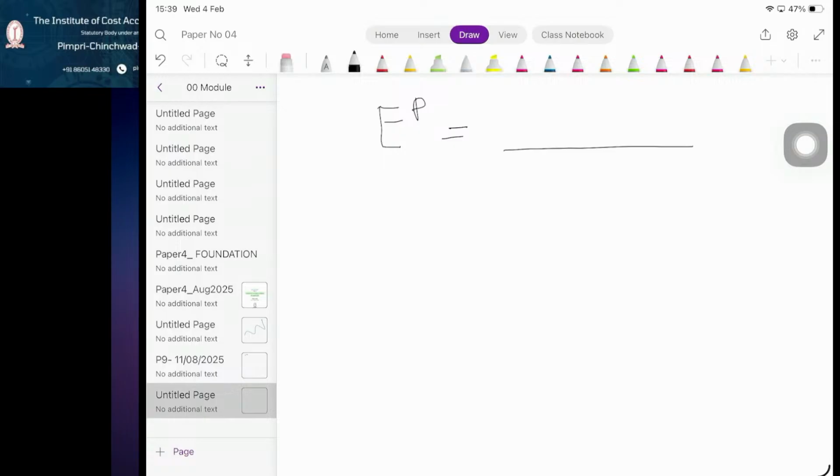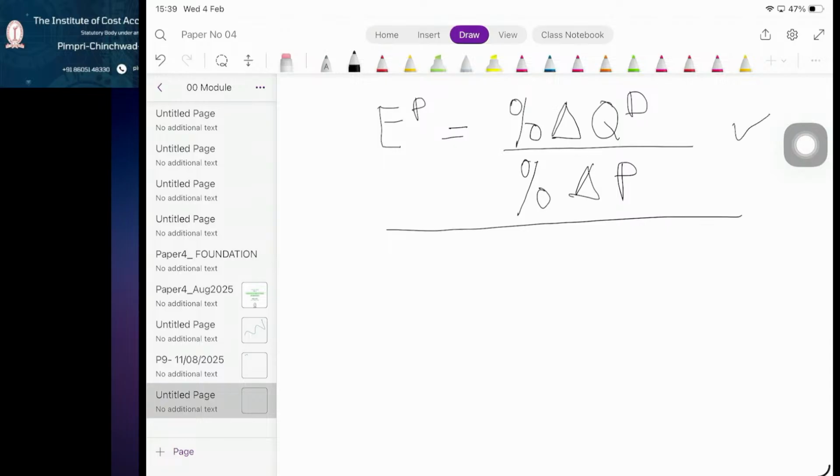What is in the numerator? Very good. Percentage change in quantity demanded. This is correct. Denominator? Percentage change in price. Very good. Okay.